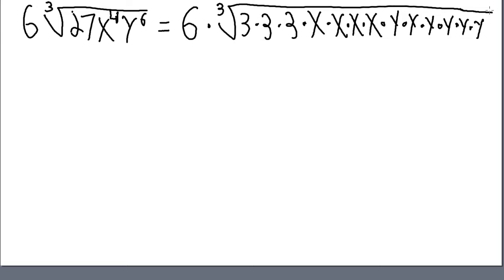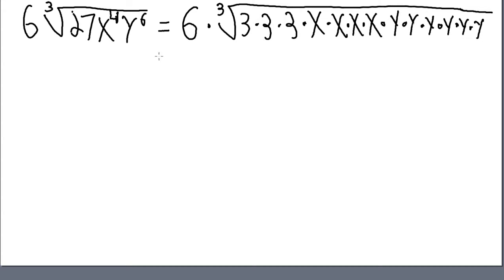Does that look about right? 1, 2, 3, 4, 5, 6, 6 y's. This one kind of looks like an x, but now it's just an ugly y. I'll fix that. There we go. Anyway, so, well, what do we have to do now?